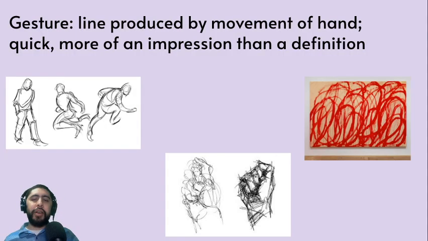And here are different types of lines. A gesture line, if you start taking drawing classes, is one of the first things you'll learn. A gesture line is quick. It's more of an impression than a definition, meaning it's not an exact thing. If you're capturing a life model, for example, they'll pose for 30 seconds, and you have to just quickly get the outline of their form. It's not an exact thing. Gesture is just quickly gestural. That's the word we use for it.